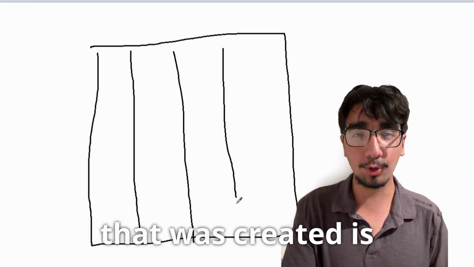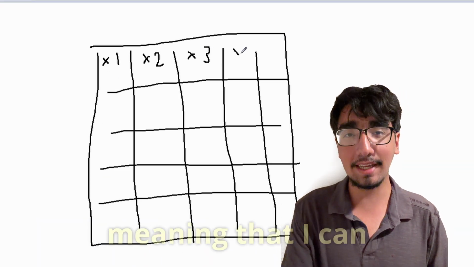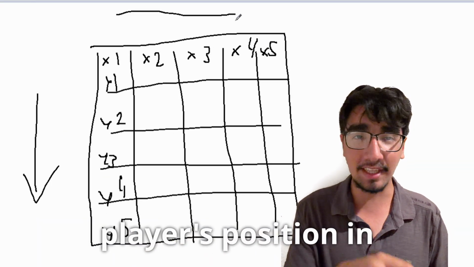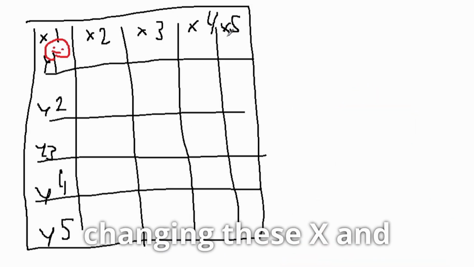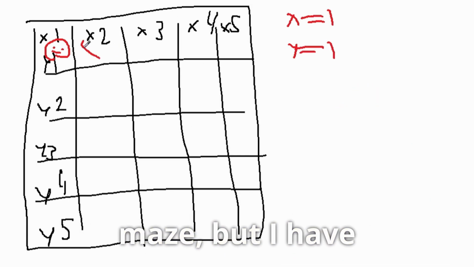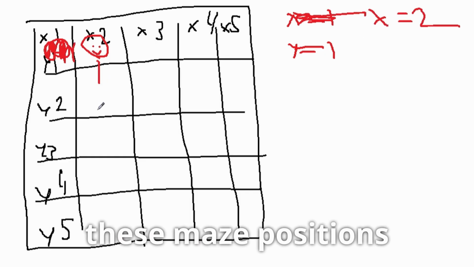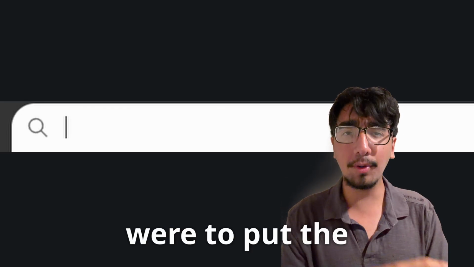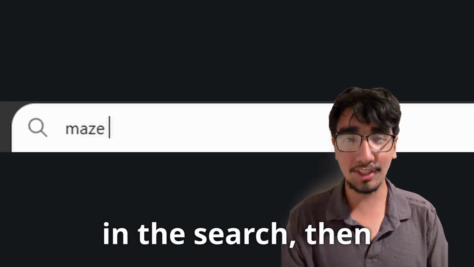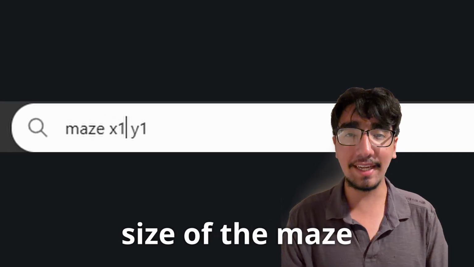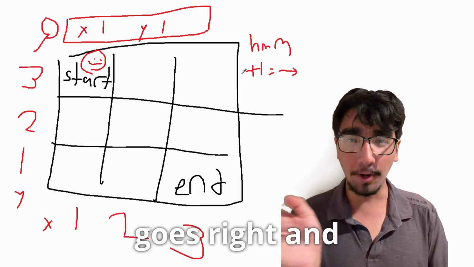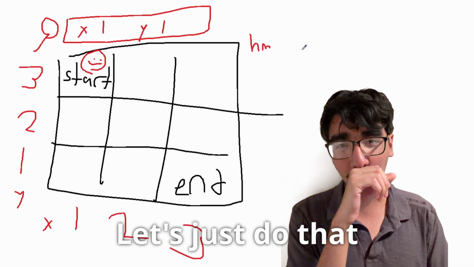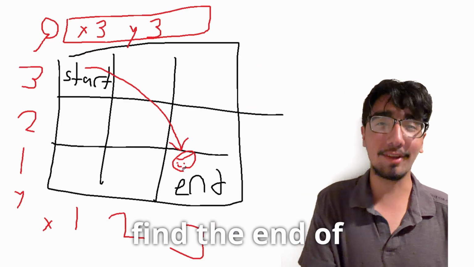Thankfully, the maze that was created is evenly spaced out, meaning that I can represent the player's position in the maze with X and Y coordinates. Now, moving ends up changing these X and Y coordinates in the maze, but I have to remember that these maze positions have to be searchable. If I were to put the X and Y coordinates in the search, then somebody knowing the size of the maze would search up the bottom right corner by thinking, wait a minute, one goes right and -1 goes down. Let's just do that multiple times. And then that's how they find the end of the maze.